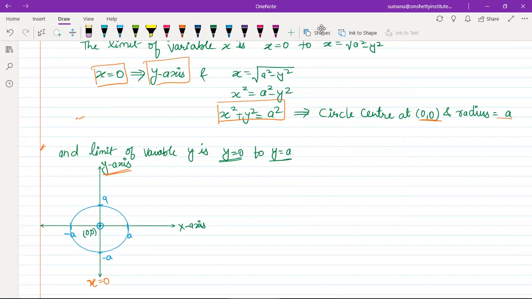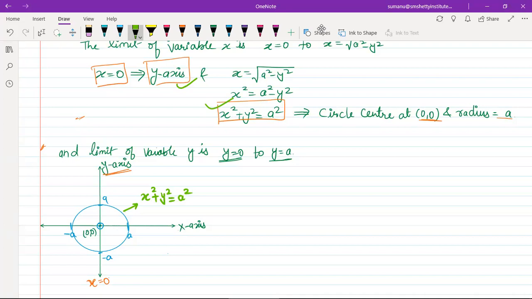This is how you draw the circle: center and then radius. Is this clear to all of you? So I'll also write down the equation of the circle: x square plus y square is equals to a square. Clear to all of you? So our limit in the diagram was from the y-axis to this circle.